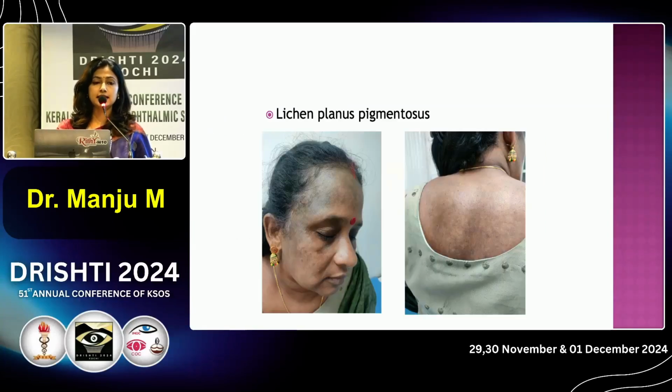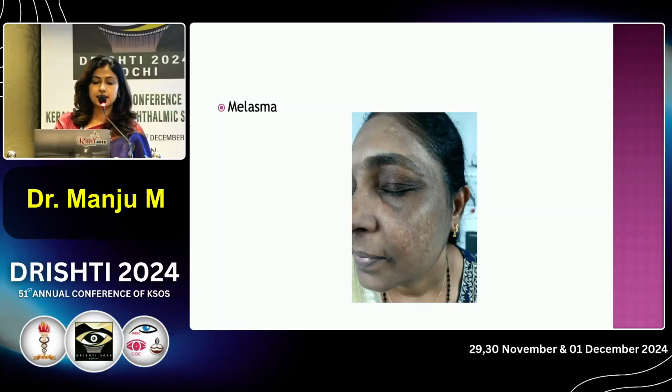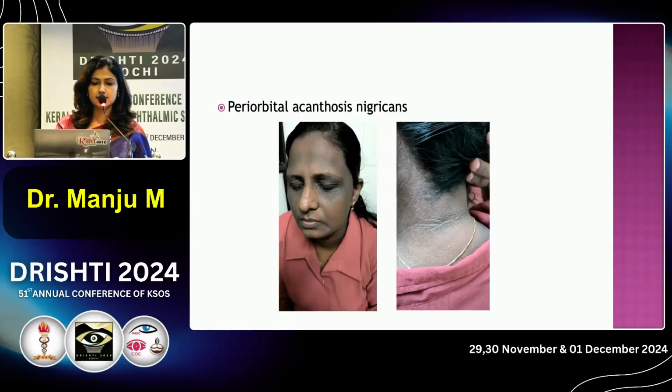Then lichen planus pigmentosus is a type of lichen planus presenting as bluish black pigmentation. Any part of the body can be affected. When it occurs over the face, it can also present as pigmentation around the periorbital area. Next, melasma. When melasma is present in the periorbital area, it's also another differential diagnosis for dark circles.